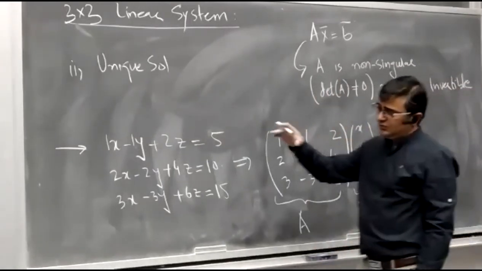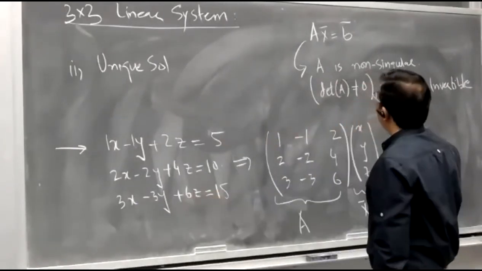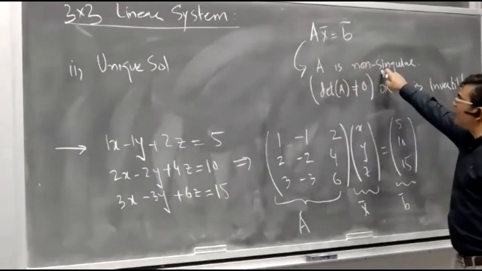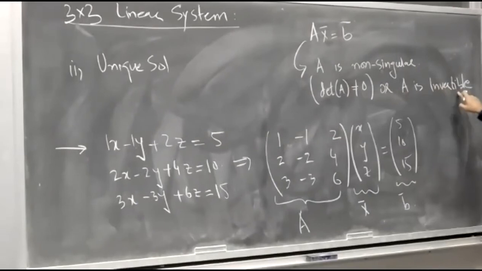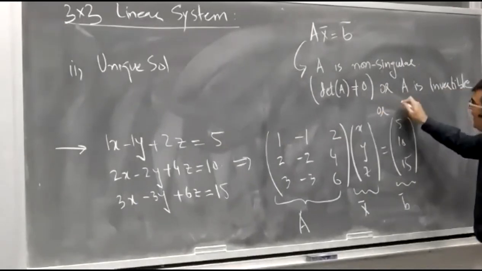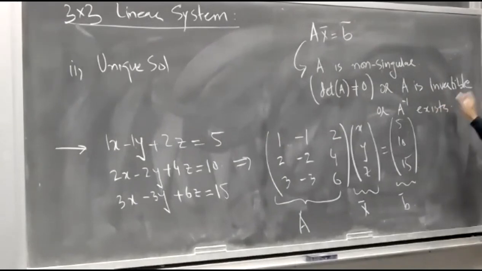Sir, you were telling us about this. If A is non-singular, please finish the sentence. If A is non-singular, what does it mean? The determinant of A is not zero. A is invertible, or you can say that A inverse exists. All these three statements are the same.